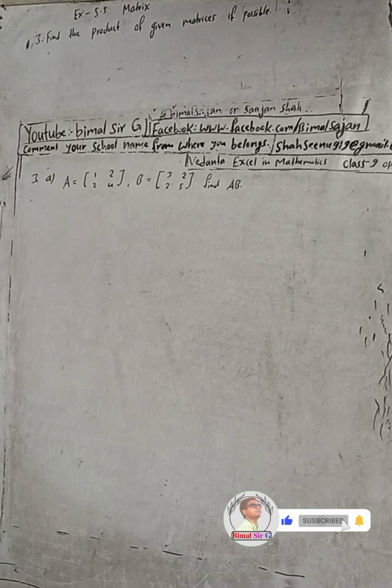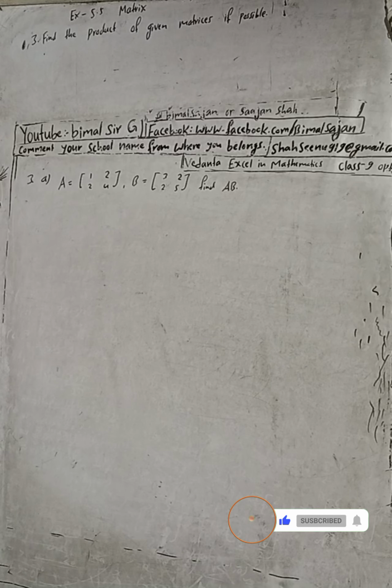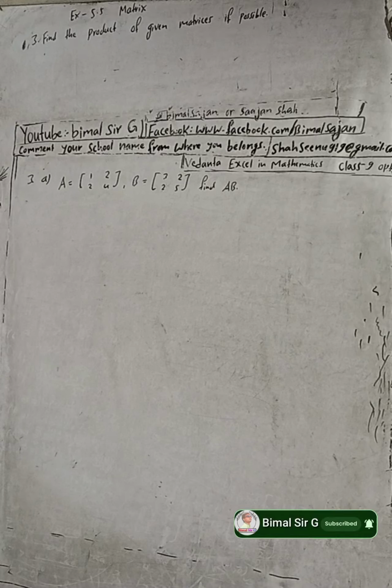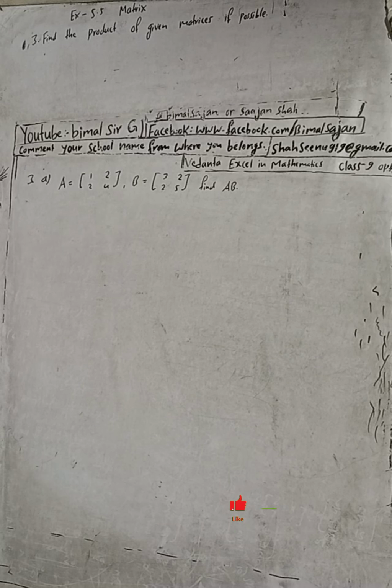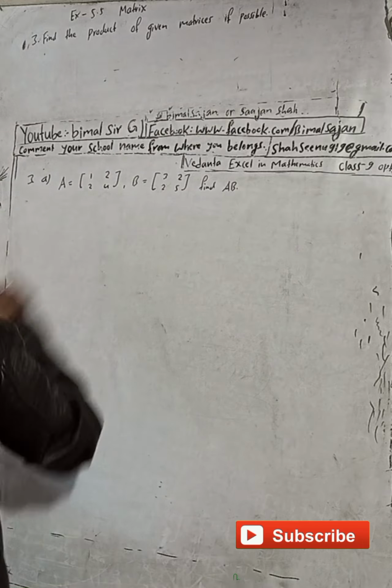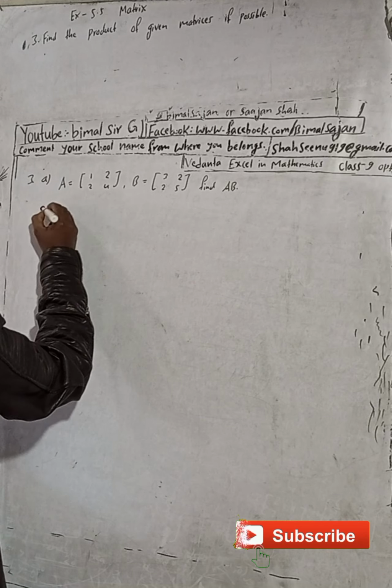This is question number 3, exercise 5.5, matrix chapter, Vedanta Excel in Mathematics. Question number 3a. Find the product of the matrices if possible. So here is the solution.